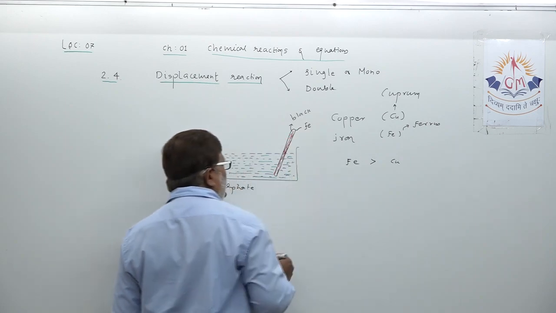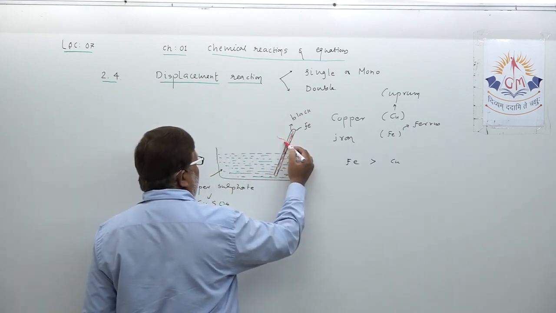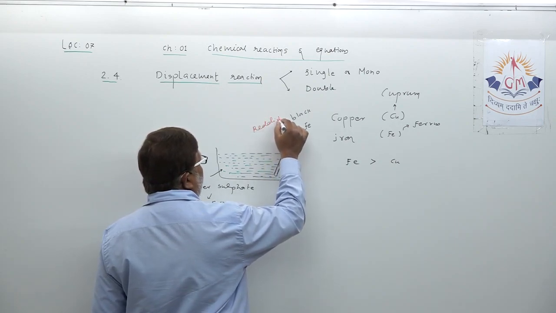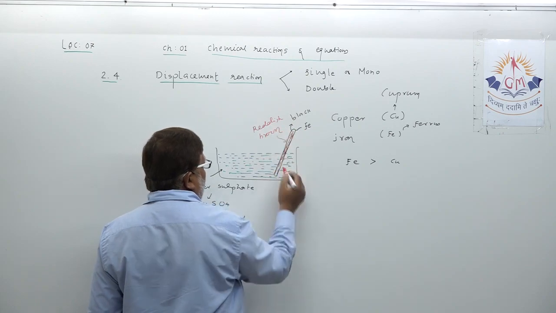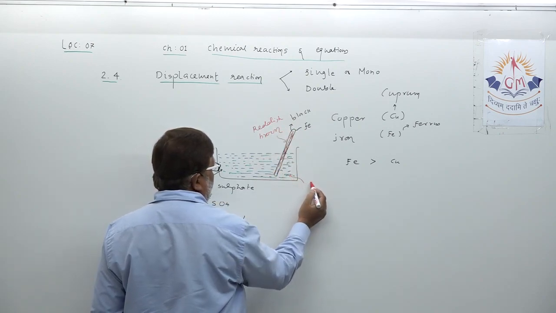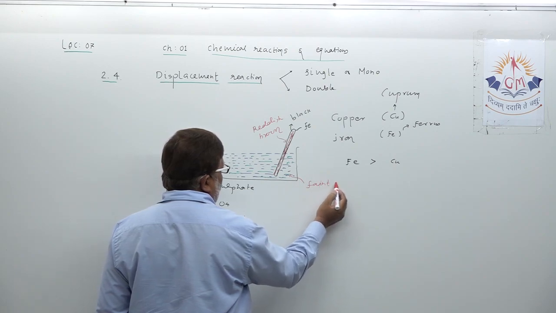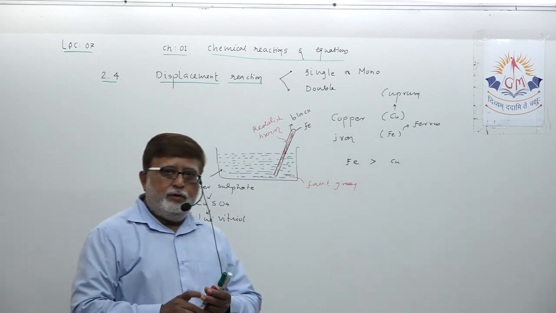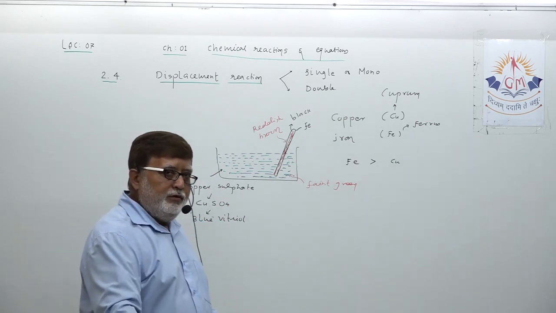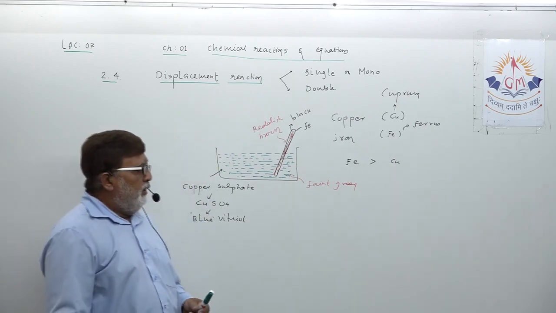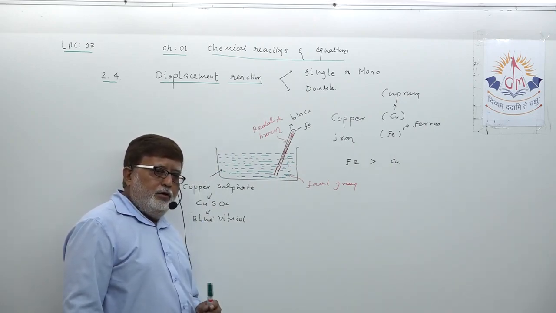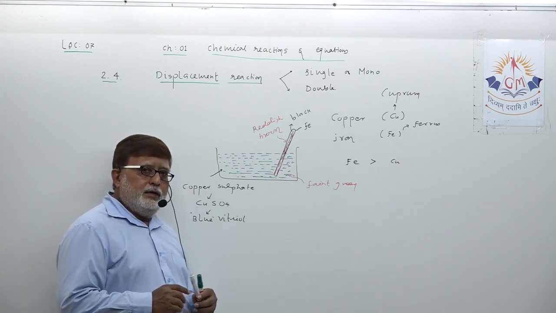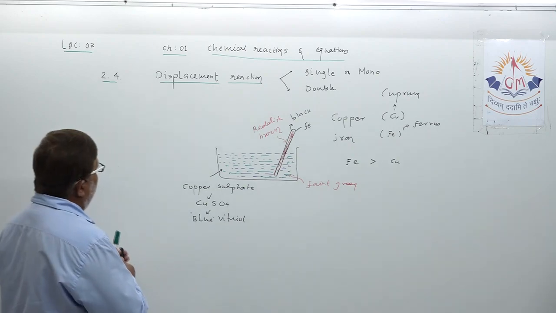Why does this happen? Why does the color change take place? Why does the iron rod become reddish brown in color? And why does the solution turn faint green in color? Something must be taking place, some type of chemical reaction must be taking place, otherwise the color change cannot be observed. Actually, dear student, what type of chemical reaction takes place here?